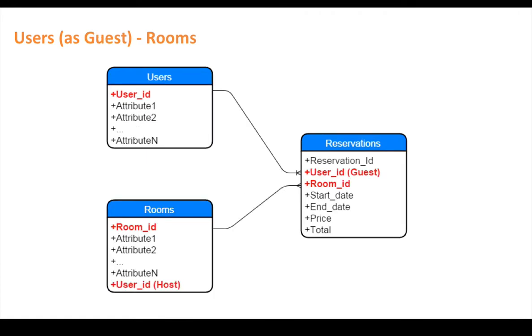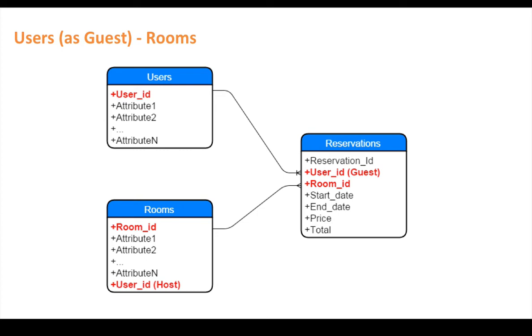In that scenario, we're going to create another table or model called reservations, or you can call it whatever you want. Bookings, for example, is up to you. Now, as you can see in the diagram, the user as a guest can make one or more reservations. So that's why we need user ID in the reservation as a foreign key to tell which user this reservation belongs to.